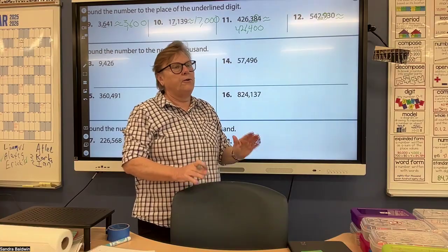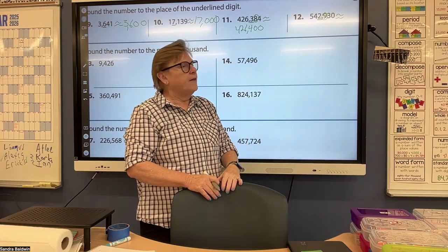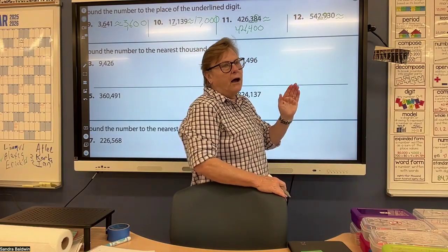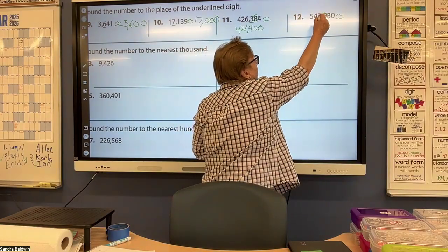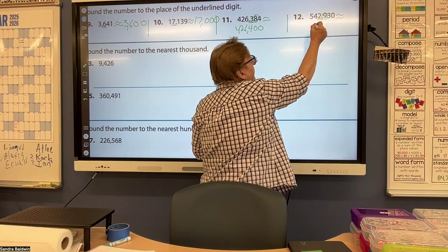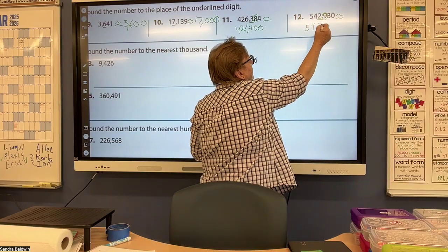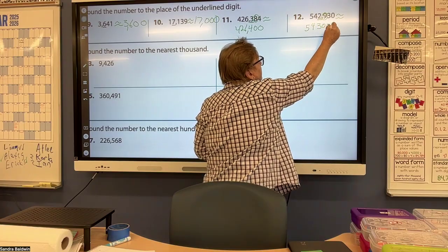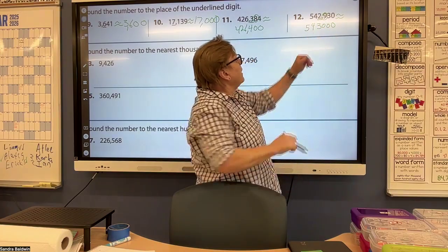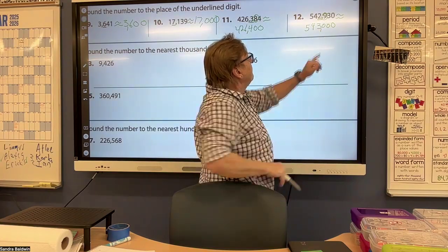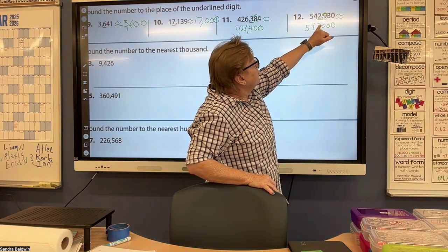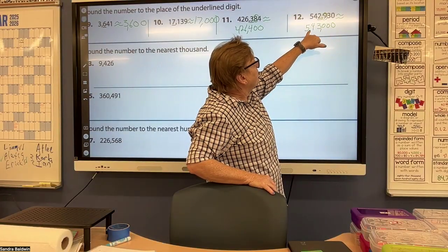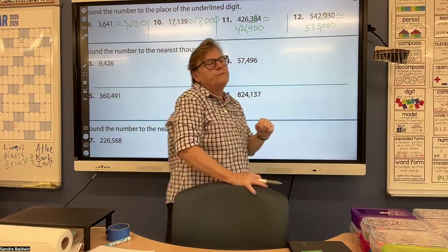So we're going to shove it to the next number, and it will round up. So instead of a 2, we'll put 3. We'll put our 4 and 5. And since we're rounding, we put zeros. So we say 542,930 is about, or rounds to, 543,000.